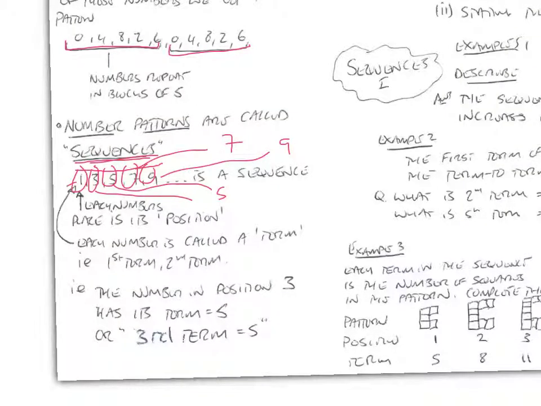So, for example, say the number in position 3 has its term equal to 5, or the third term is equal to 5. It's the third term, but it's in position 3.